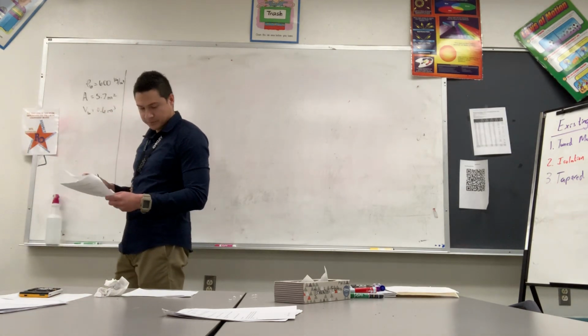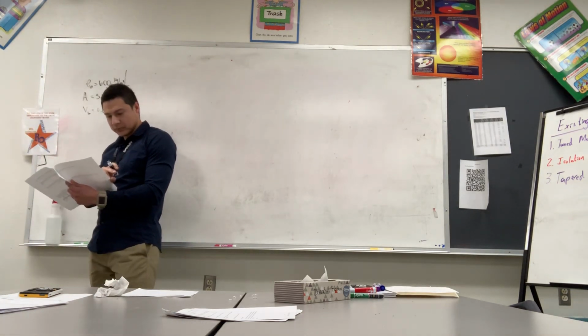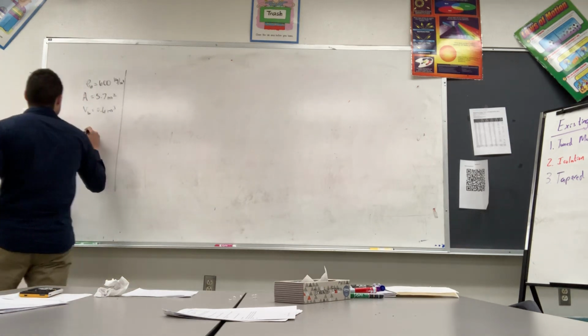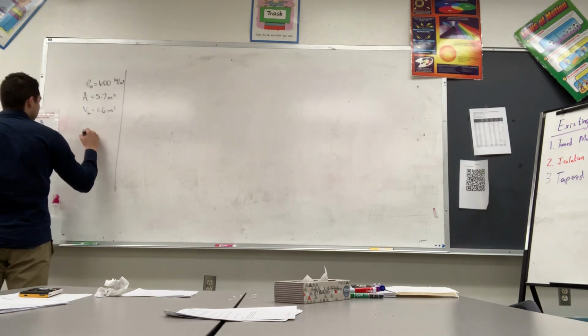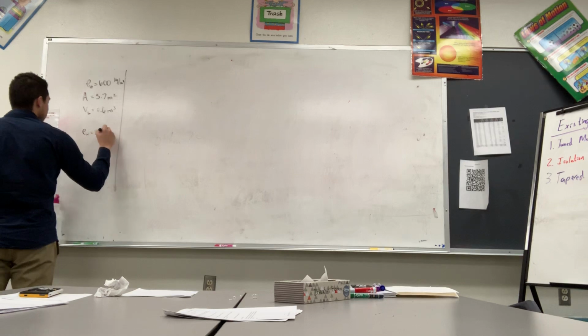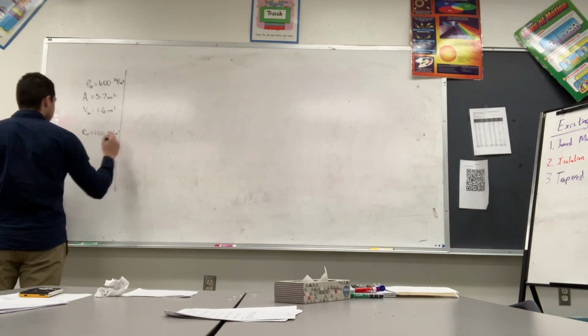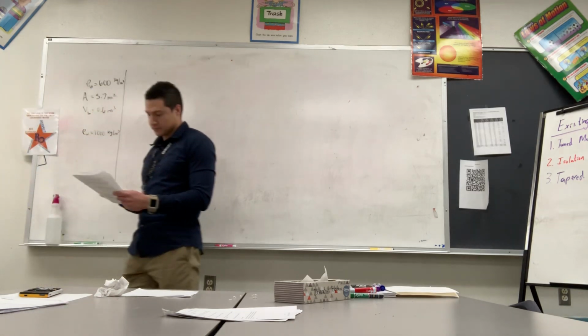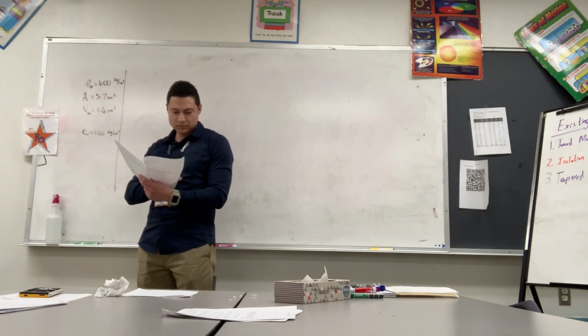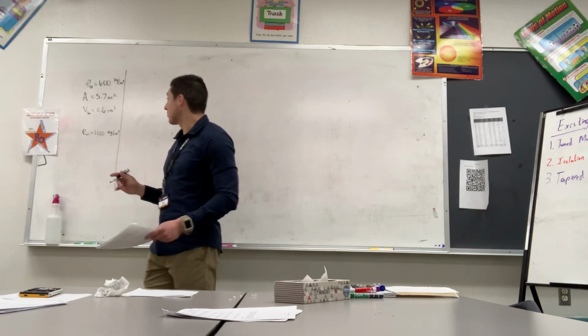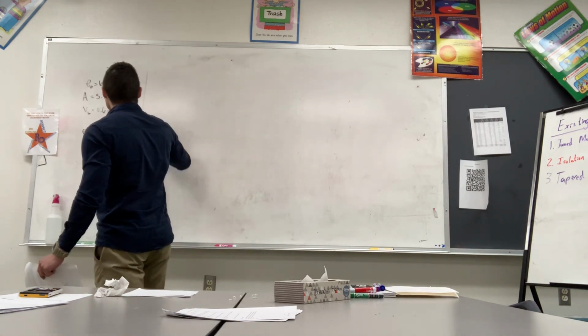What else? Water. What's the density of water? It should give you this in the problem, but if you don't, it's 1,000 kilograms per meter cubed. What else? That's pretty much all you need. Okay, what are we looking for?